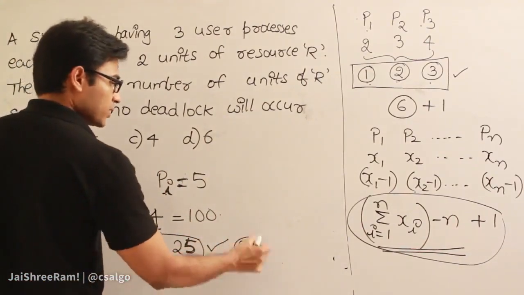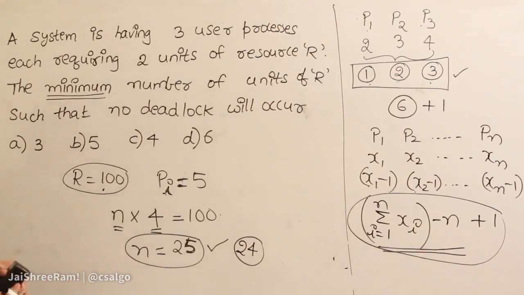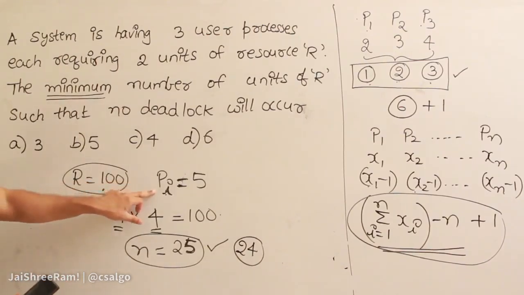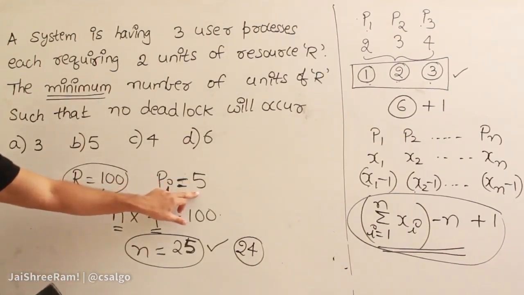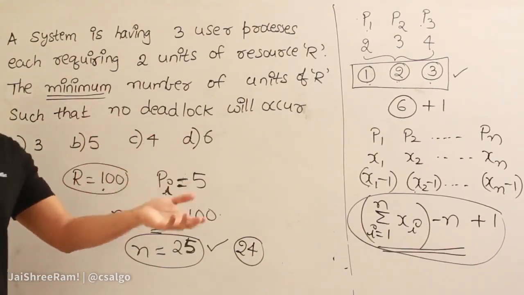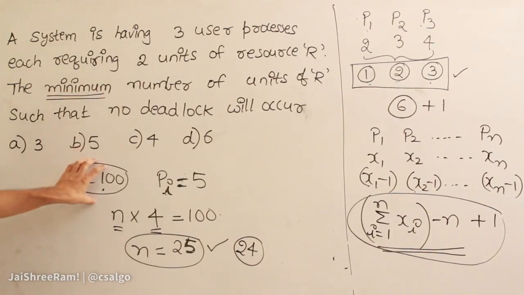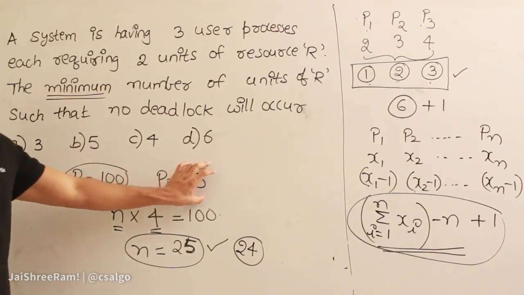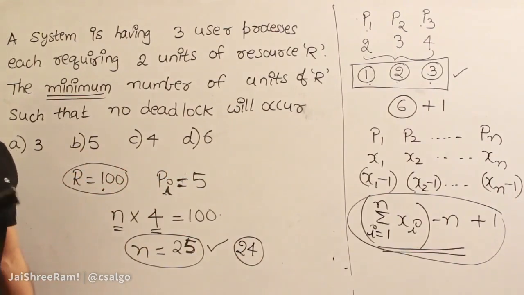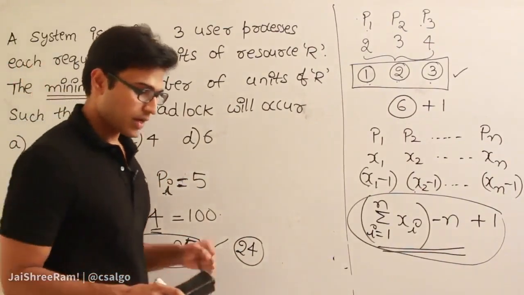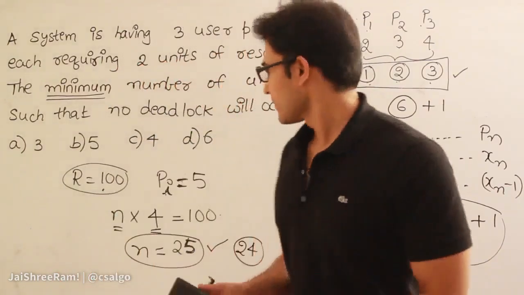Got it? So there are two types of questions possible. One kind of question is, given the processes and given the requirement of each process, how many resources are required so that there will be no deadlock. And the second one is, given the resources and given the instances required, how many processes can be present so that there will be no deadlock. Anyway, we don't want any deadlock to happen. Okay, I'll take a few more examples. Okay, now watch this.